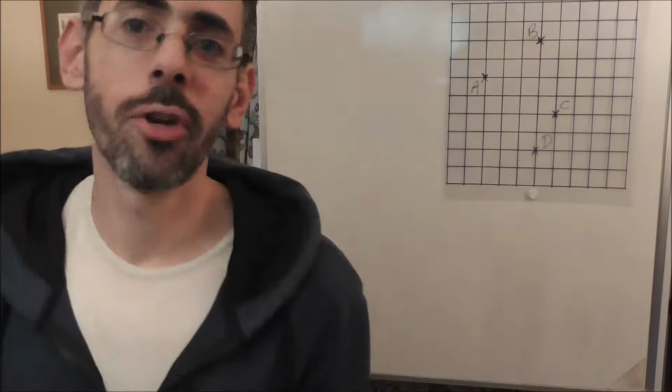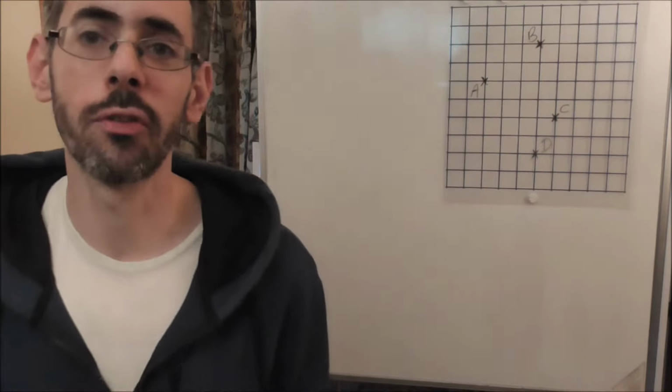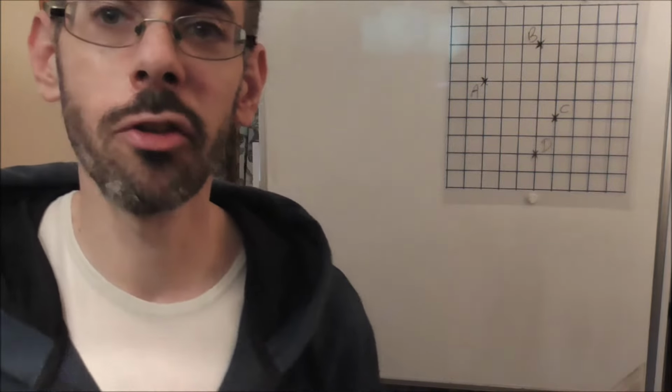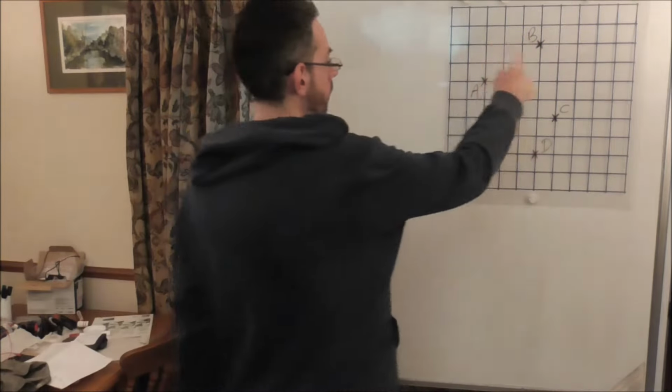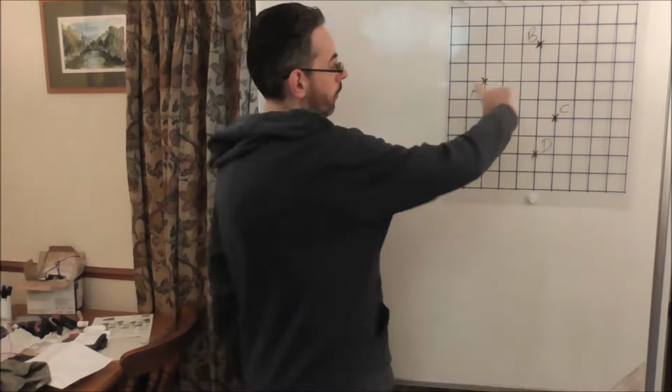Right, so welcome to this lesson on vectors. First of all, I'm going to explain what vectors are. I like to think of a vector as a movement or a journey. To help explain this, I've got a grid with 4 points, A, B, C and D, and I'm going to talk about the journey from one point to another.